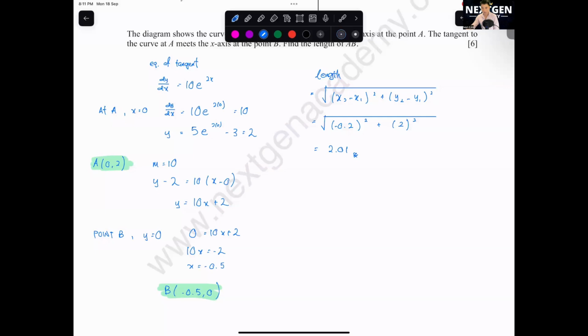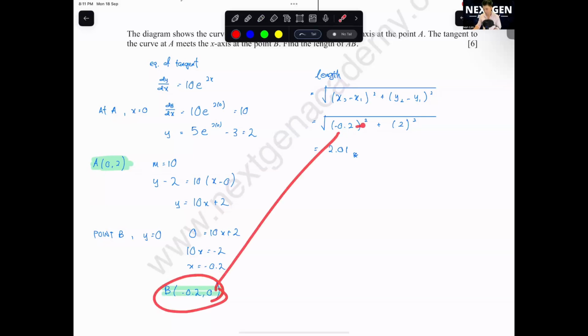B coordinate is negative 0.2. Okay, yeah, why did I write it wrong? 0.2, I copied it wrong already. Thanks for that. Yeah, 0.2. I wrote here 0.2. Here, I don't know why I wrote 0.5.